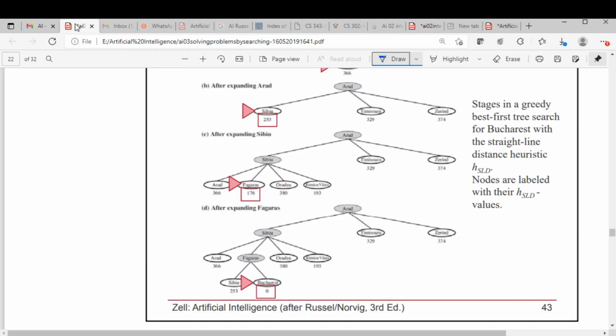That improved version is called the A-star algorithm. The A-star algorithm uses a different heuristic function: f(n) = g(n) + h(n). Here h(n) is the estimated cost from the current state to the goal state, and g(n) is the actual cost from the initial state to the current state.